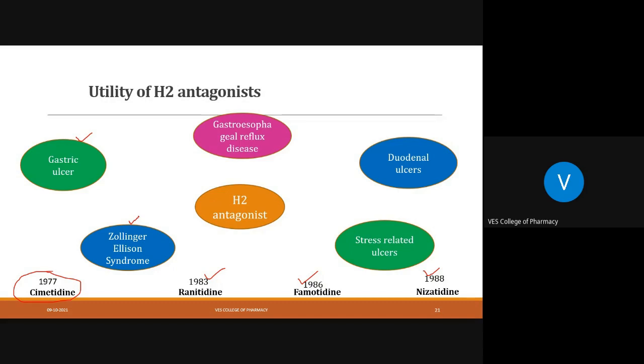So what is this Zollinger-Ellison syndrome? Anyone knows? Yes. Have you heard about this word? We have seen that video. It is very much clear what Zollinger-Ellison syndrome is. Gastric tumor.